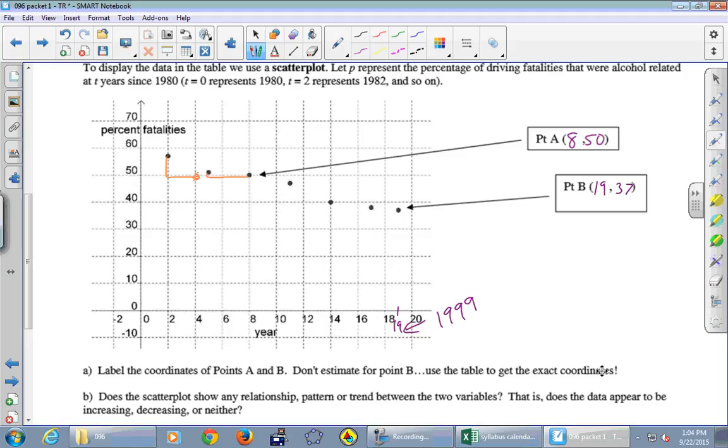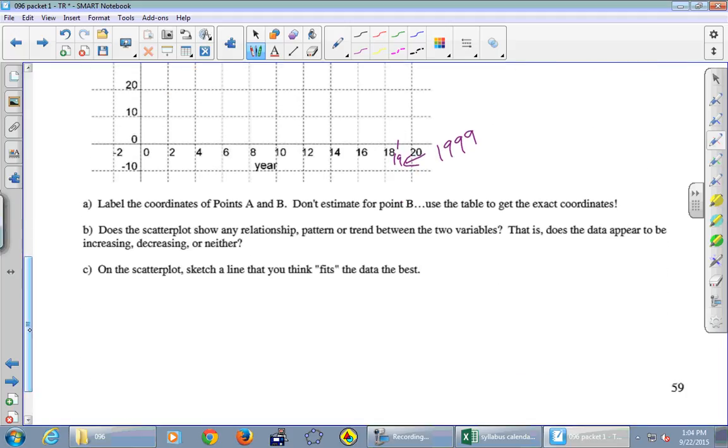Okay. Moving on to part C. On the scatter plot, sketch a line that you think, quote, fits the data the best. You're going to use a straight edge. You can use that folder on your table. You can use your calculator. Just find a straight edge. We are going to get different answers to this problem. You are just eyeballing here, and you are trying to draw your line of best fit.